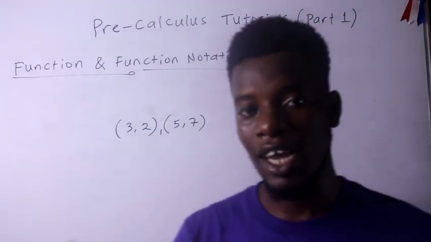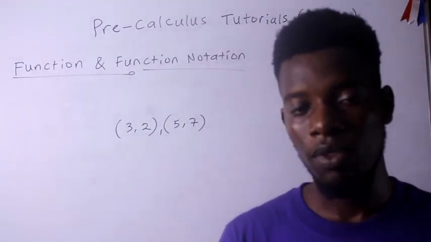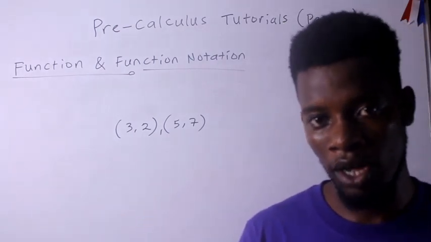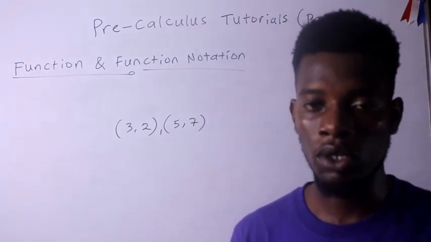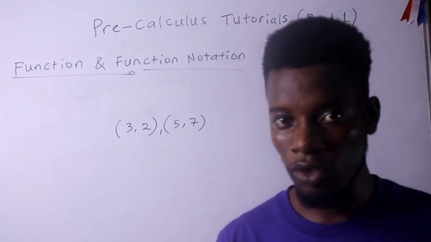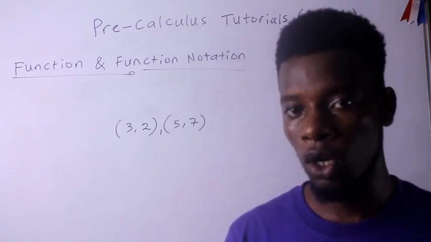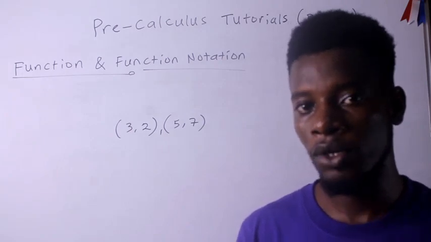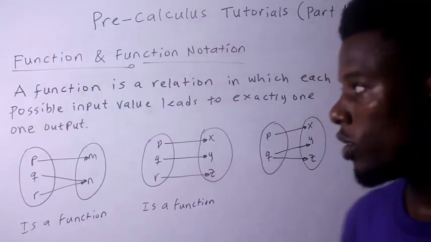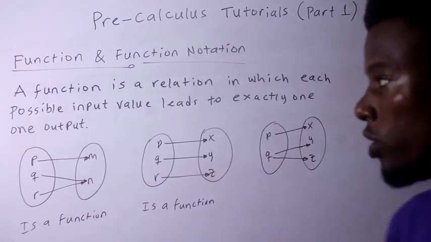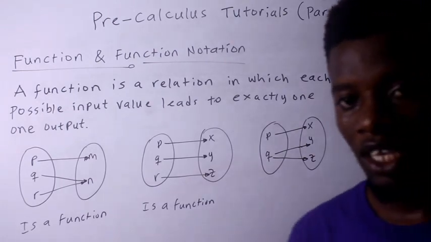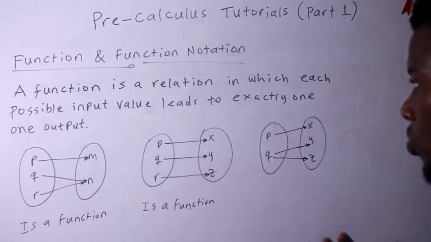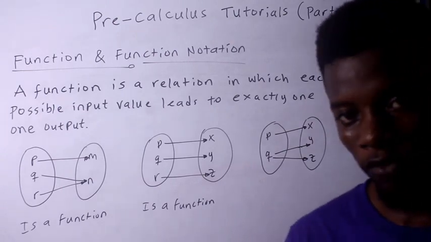We always assign the input value to x and the output value to y if y is a function of x. But do not get confused because we've not defined the term function. So let's go right ahead and tell you what a function is. By definition, a function is a relation in which each possible input value leads to exactly one output value.